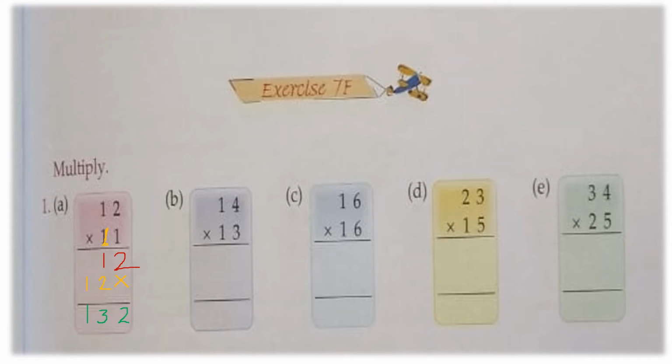Now children, same way the B part, you have to multiply this 14 with 3. First you will multiply this. Now 3 fours is 12. So write down 2 here. 1 carry. Now 3 ones are 3 plus 1 is 4.